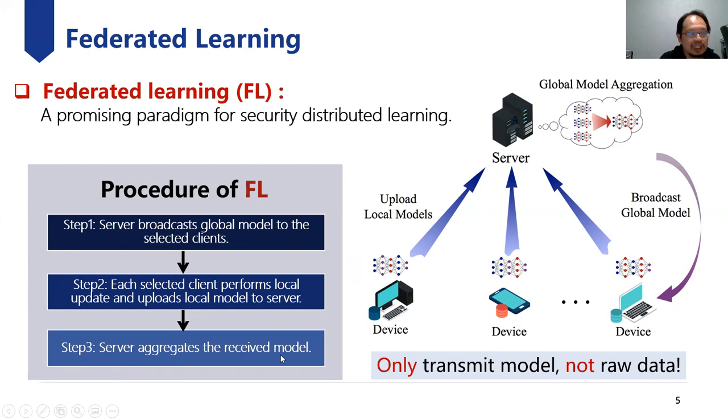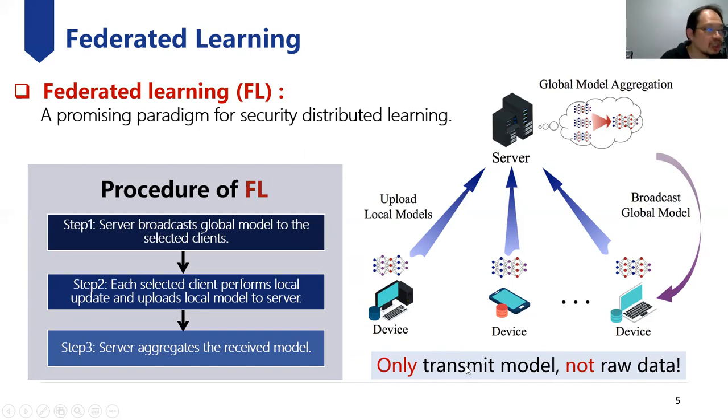As you can see, it's very similar to this diagram. You upload the local model there, and at the same time, you broadcast the global model. And then what you do is that you only transmit the model, not the raw data, because when you transmit lots of raw data in between, first of all, the transmission rate may not be very high and is likely to be unsuccessful, and you may not get anything done.